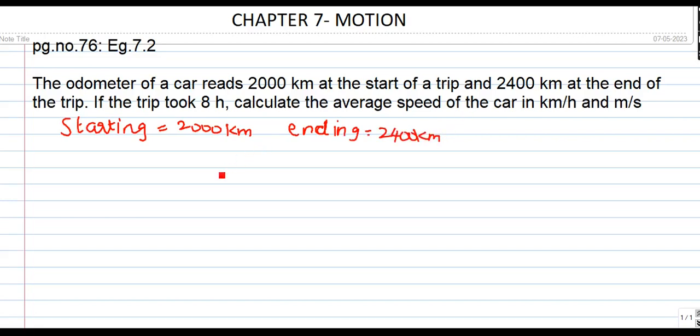Now we have to find the distance. This is very simple. So we'll have to subtract 2400 and 2000. So the distance covered will come up to 400 kilometers. So this is the distance of the trip.